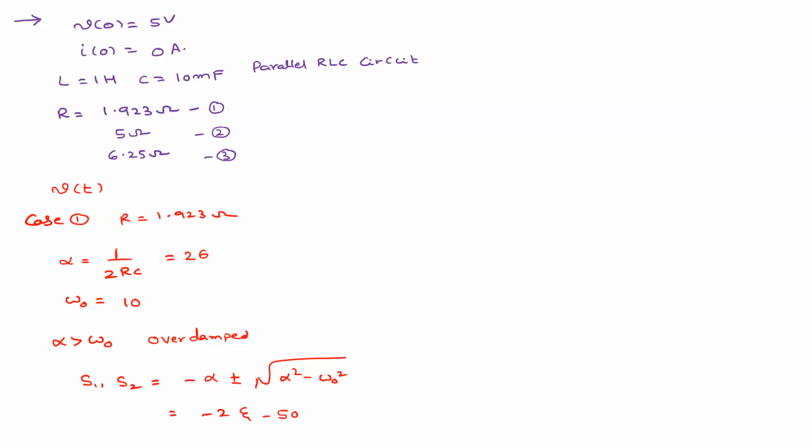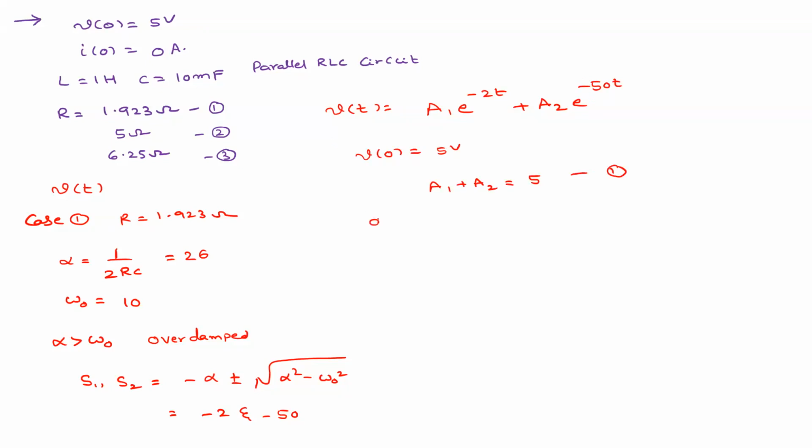So what kind of solution can we expect? V of t equals A1 into e to the power of minus 2t plus A2 into e to the power of minus 50t. We have some initial conditions: V of 0 is given as 5 volts. Substituting, A1 plus A2 equals 5. This is the first equation.